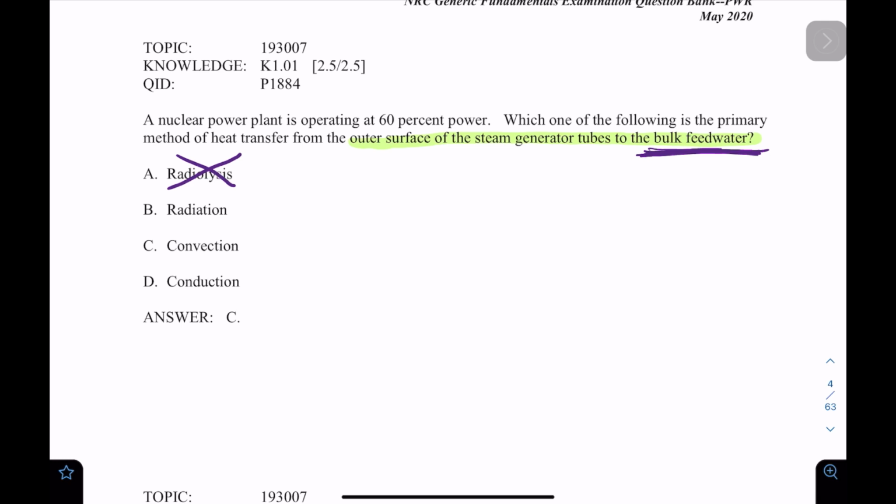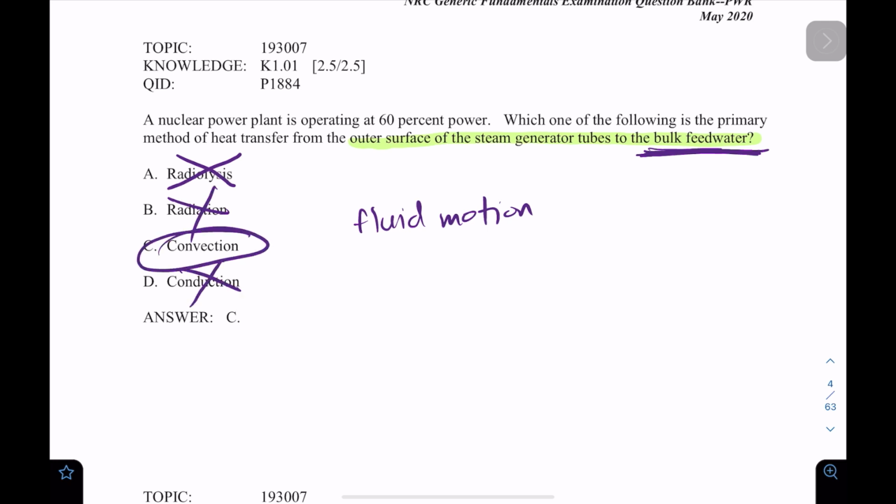It has to be flowing. It's not stationary. We are generating energy, so we need to move that water. The water is not going to be stationary like the helium and the fuel pellets. So we know that we have fluid in motion. That means it's not radiation or conduction. So it's going to be convection, right?